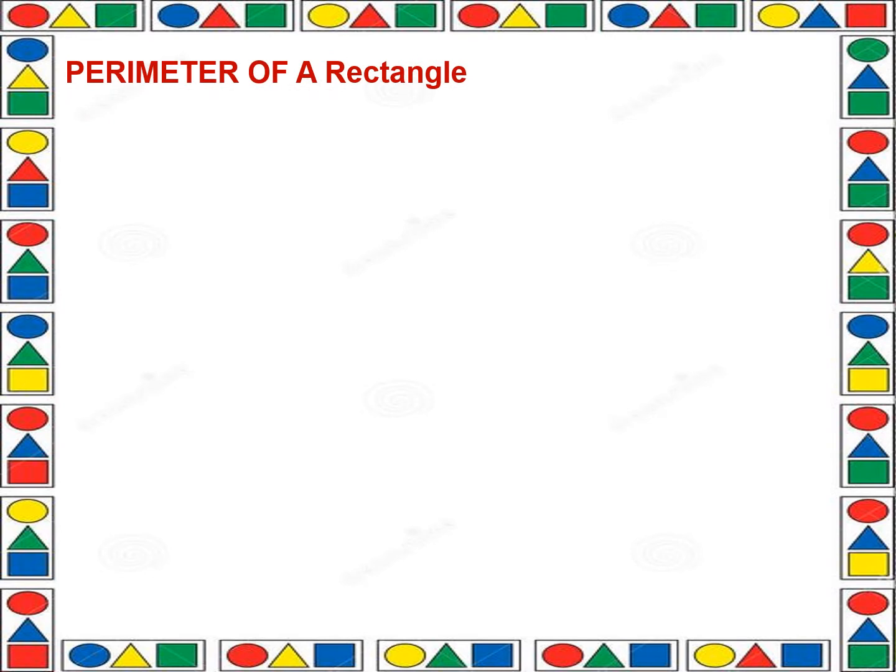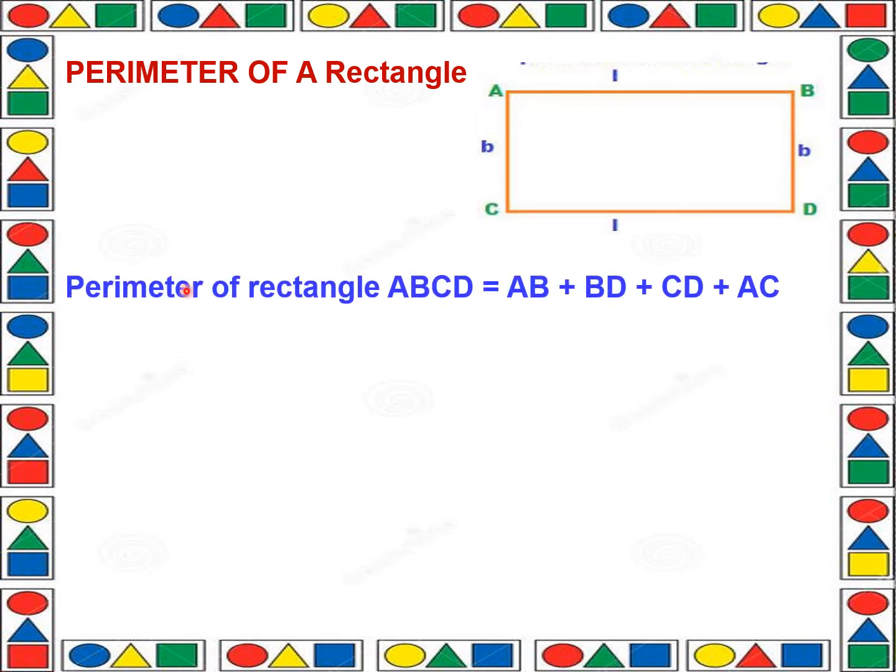Now next is the perimeter of a rectangle. This is a rectangle. In a rectangle, opposite sides are equal, meaning AB equals CD and BD equals AC. So the perimeter of rectangle ABCD equals AB plus BD plus CD plus AC. All sides we have to add. AB equals l, BD equals b, CD equals l, and AC equals b.